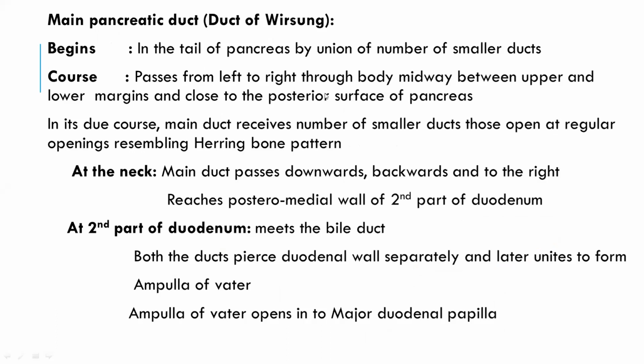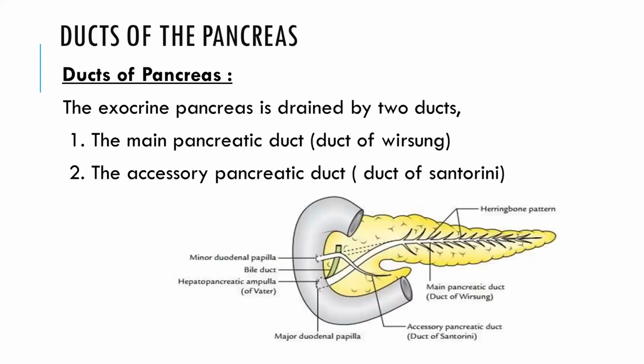So it passes from left to right through the body midway between the upper and lower margins, and it lies close to the posterior surface of pancreas. In its course, the main duct receives a number of smaller ducts that open at regular intervals, which resemble a herringbone pattern. You can see the herringbone pattern here. This is the herringbone pattern.